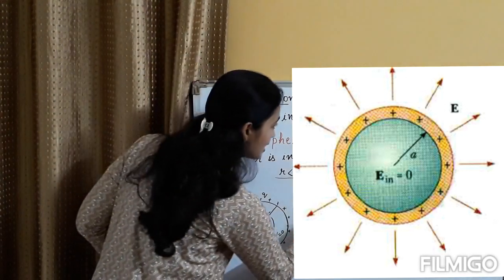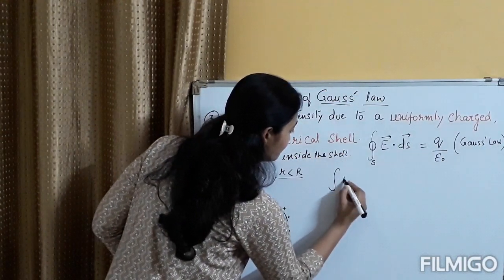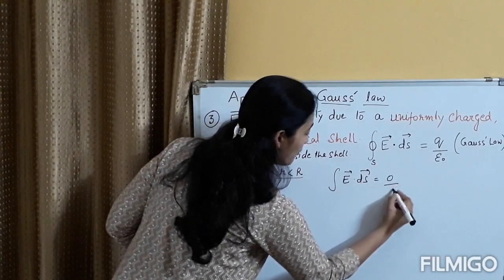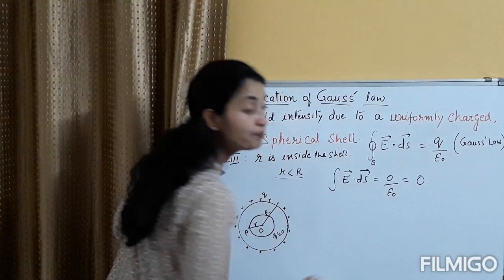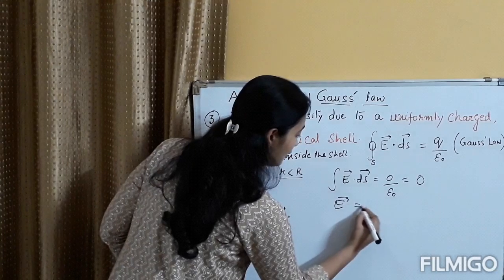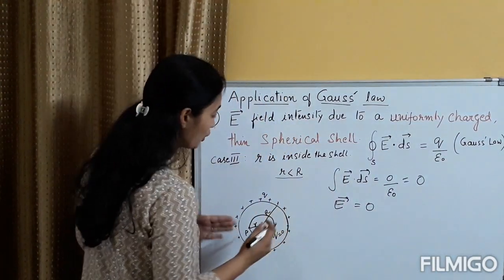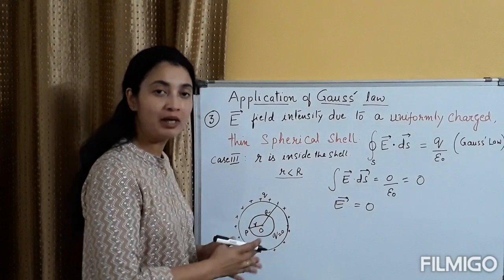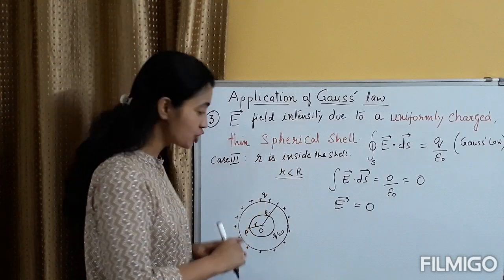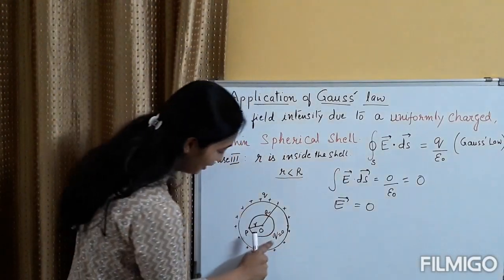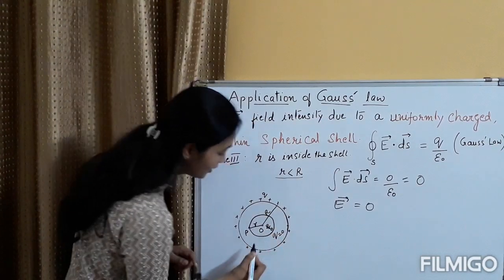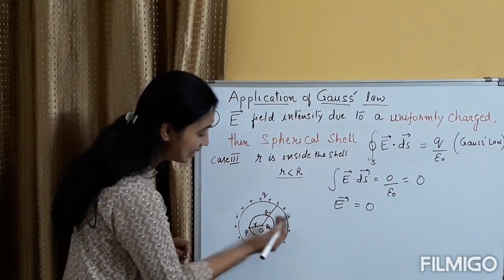So if the charge inside is 0, then integral E dot ds will be equal to 0 upon epsilon naught, which is equal to 0. That means the electric field inside will be 0, or you can say there is no electric field existing inside the uniformly charged spherical shell, for the reason that inside, the charge q is 0. If I take P here, then also the charge q is 0. P is the observation point somewhere inside the shell.